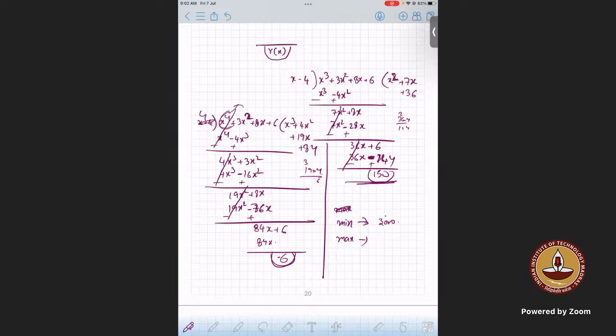Even 4 is considered a polynomial. It's a constant polynomial. Yes, that's true. They have not defined anything like what is a polynomial with a minimum degree of so and so. Like, qx is not defined as not a constant polynomial. They didn't define anything like that.